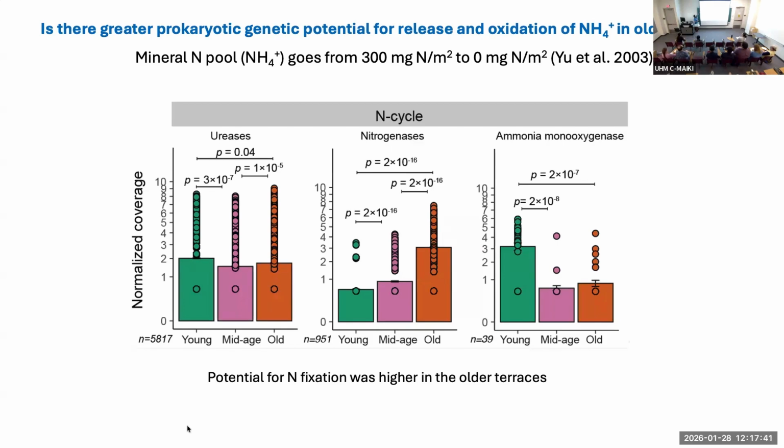And I forgot, did I mention the part in black up here? Maybe not, right? You can see there that we know that the mineral nitrogen pool goes from 300 milligrams of nitrogen per square meter in the young terrace to 0 in the older terraces. So that's why all that I was telling you here is important. So again, who is facilitating this nitrogen mobilization, or potentially doing it?